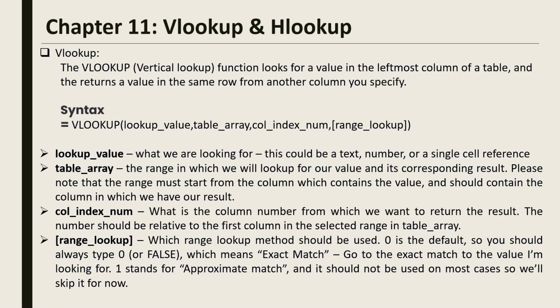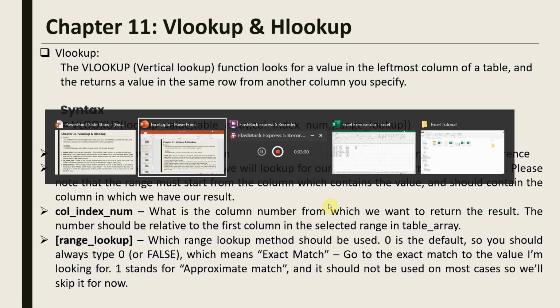And range lookup is used for whether we want the exact result or an approximate result. If we want exact results, we enter 0. If we want approximate results, we enter 1. Generally we always enter 0, so we will ignore the 1 as well. So let's deep dive into an exercise for better understanding of VLOOKUP.